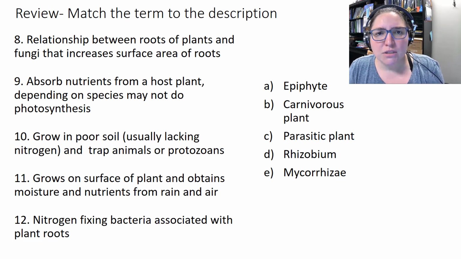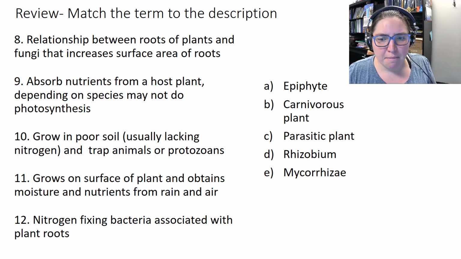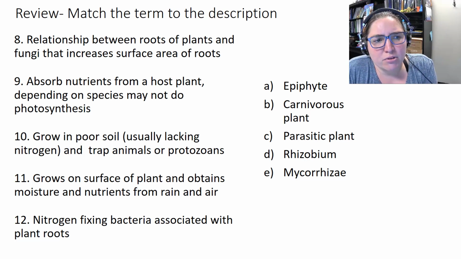So let's match the terms to their descriptions. If you want to go ahead and pause this first, feel free. Otherwise, I'll just kind of go right through and match it up here. So number 8 says relationship between roots of plants and fungi that increases surface area of the roots. Roots and fungi would be mycorrhizae. So 8 is E. 9 says absorb nutrients from a host plant, depending on the species, may not do photosynthesis. What's it called when they steal nutrients from another organism? That's going to be C, a parasitic plant.